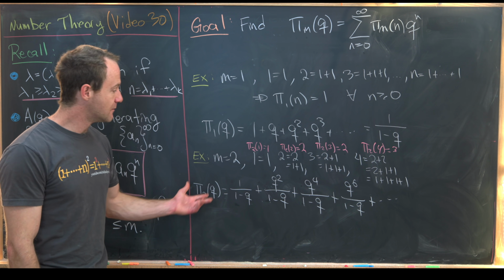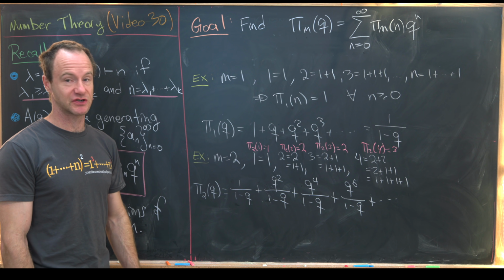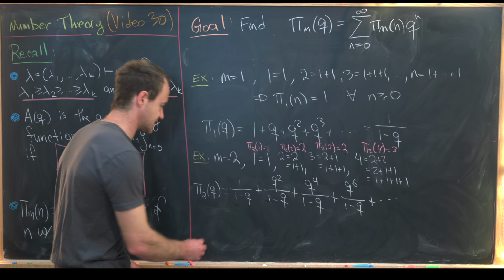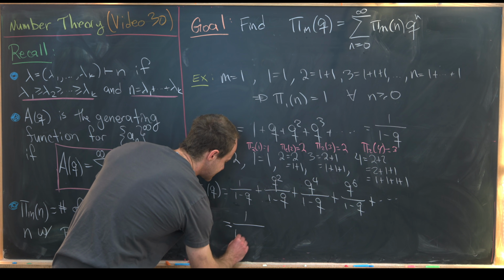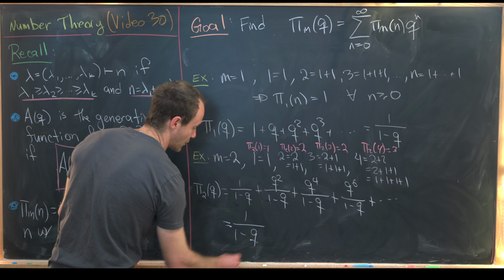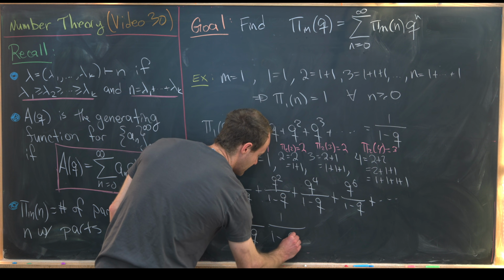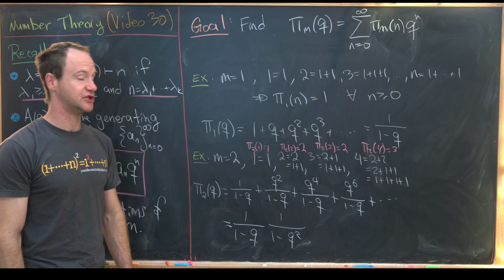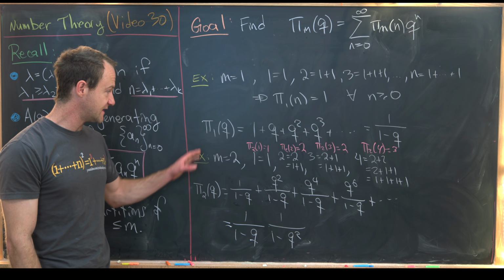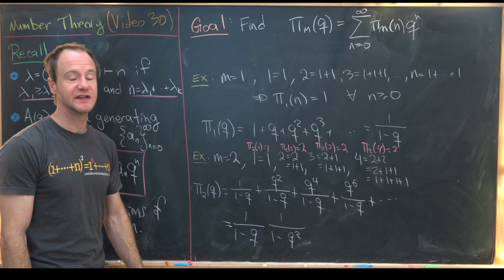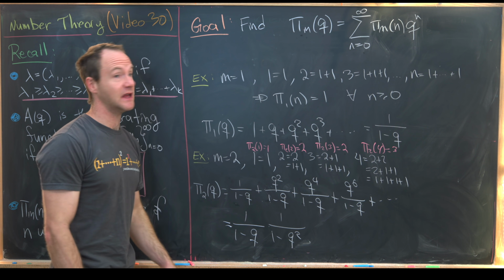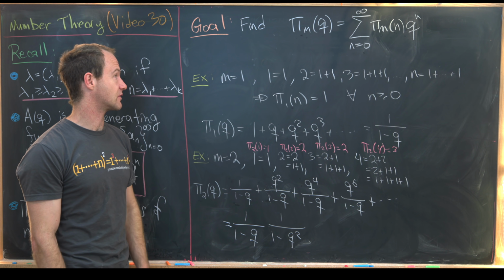But let's notice that this is another geometric series. 1 over 1 minus q is the starting term, and q squared is the common ratio. So we can sum that together to give us 1 over 1 minus q times 1 over 1 minus q squared. So that's what we get in the m equals 2 case. And I think between this m equals 1 and this m equals 2 case, we have a pretty good guess for what it should be in the m equals m case, or the general case.